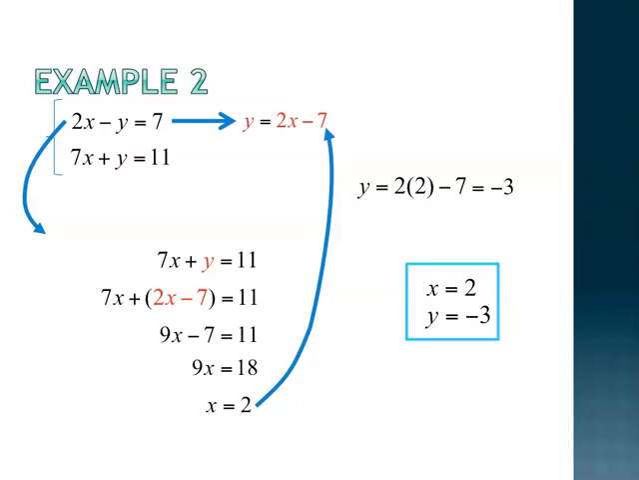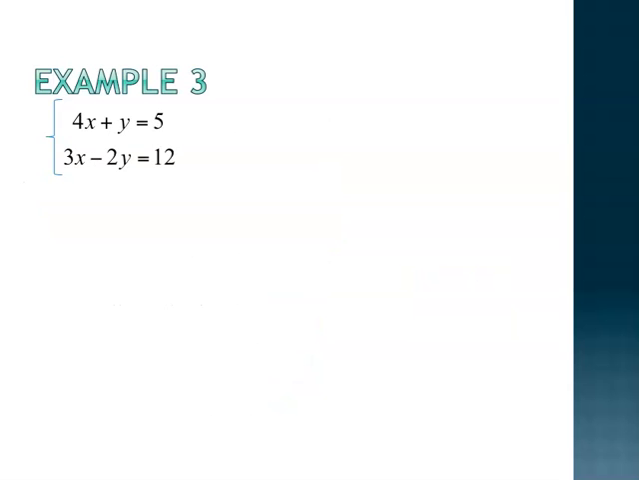Let's look at example 3. Here we have 4x plus y equals 5 and 3x minus 2y equals 12. This time, instead of using substitution, I'm going to go through the process of elimination. So elimination, as the name suggests, involves adding the two equations together such that two of the terms, one from each equation, will be eliminated.